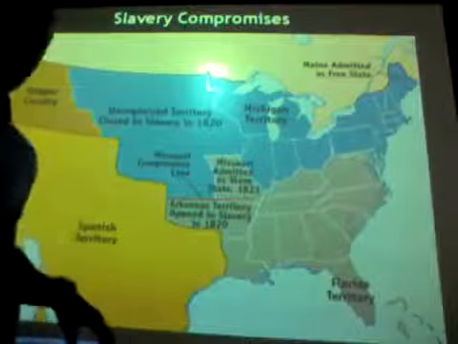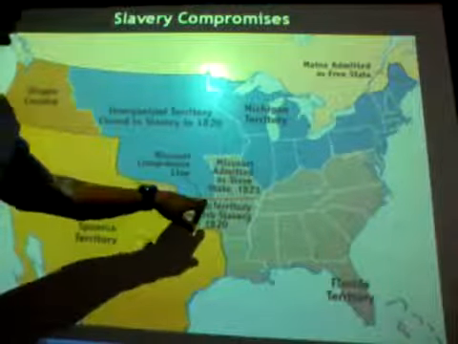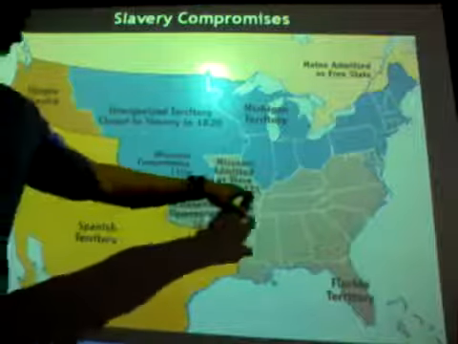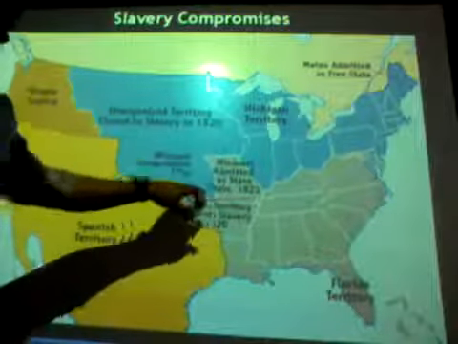Now, if we look at this map, you see the Missouri Compromise, the 36-30 latitude line, is located right here. Missouri is above that line.